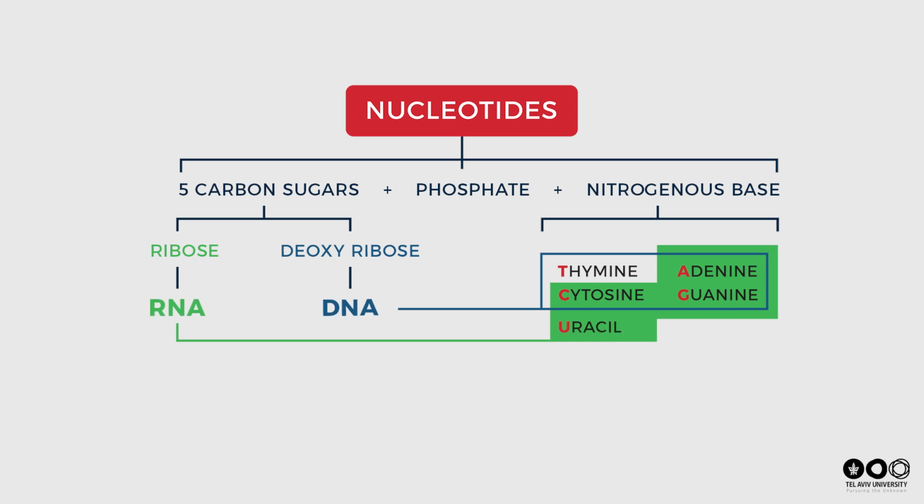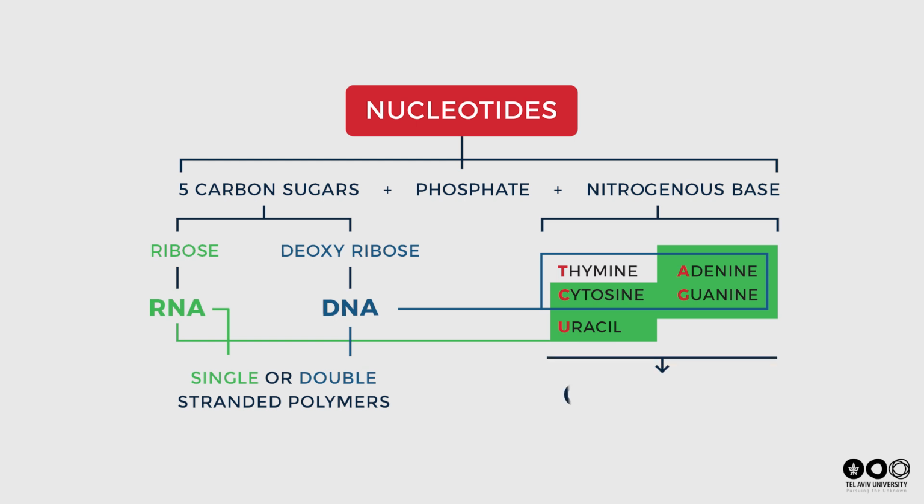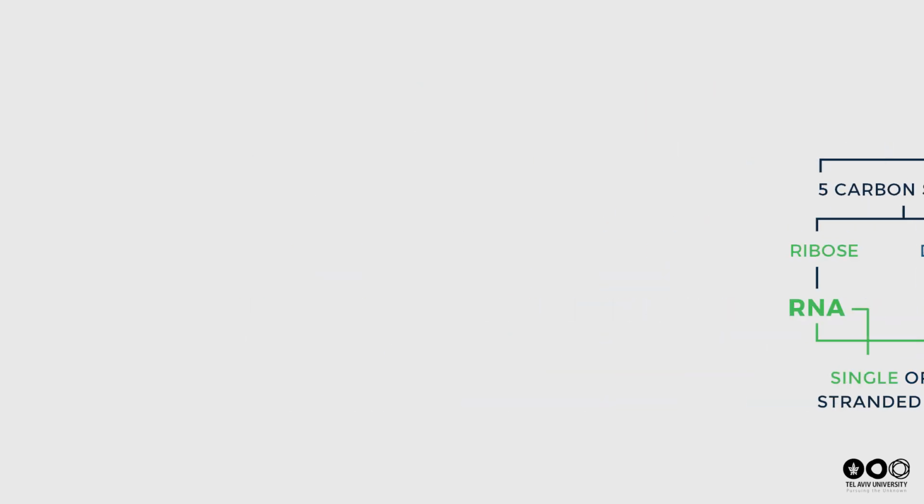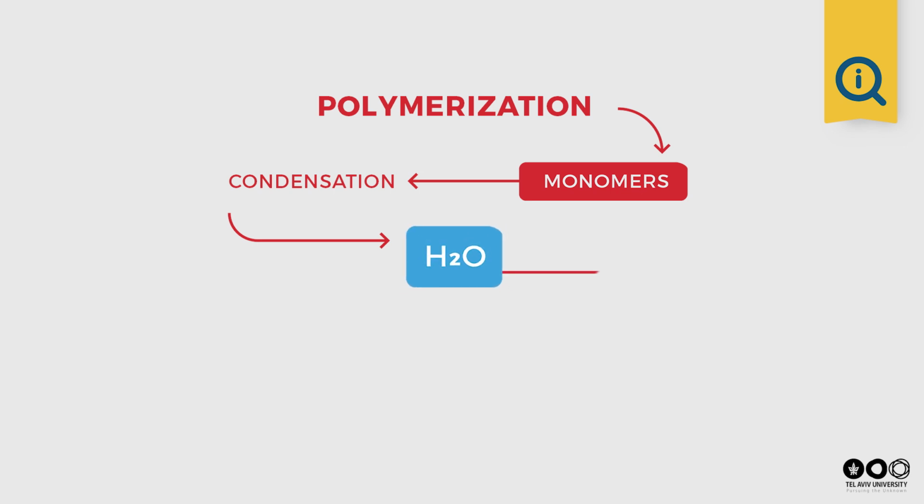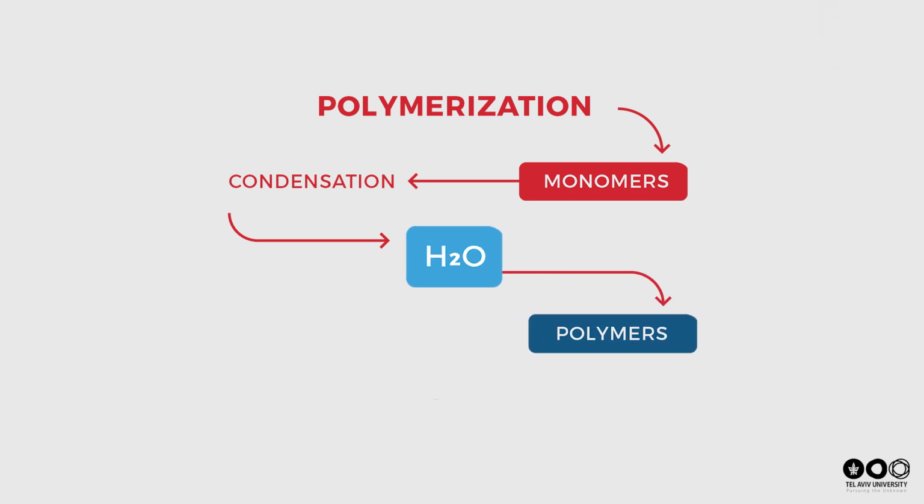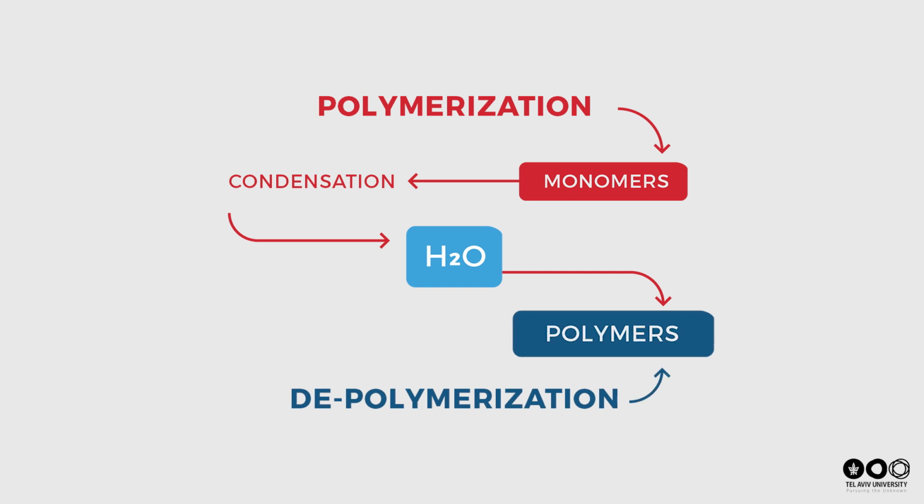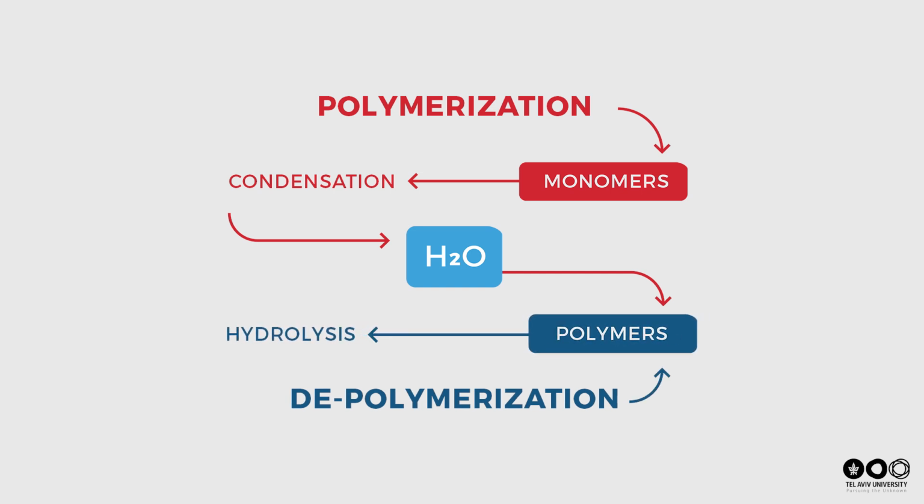DNA and RNA form polymers. RNA is a single-stranded polymer, while DNA is a double-stranded polymer. The bases can base pair. G base pairs to C, A to T. Polymerization links monomers via a process of condensation, which produces water and polymers. Depolymerization takes polymers and via hydrolysis at the expense of water generates monomers.